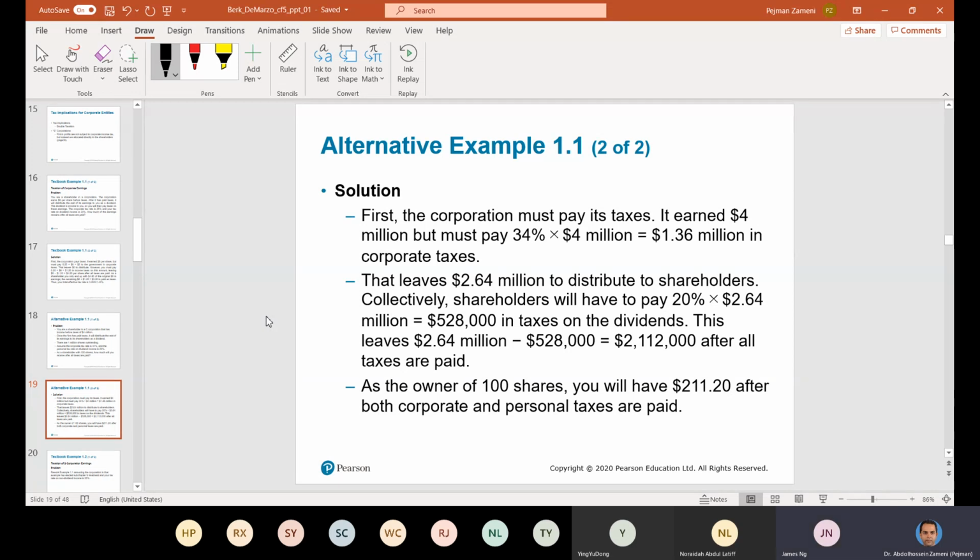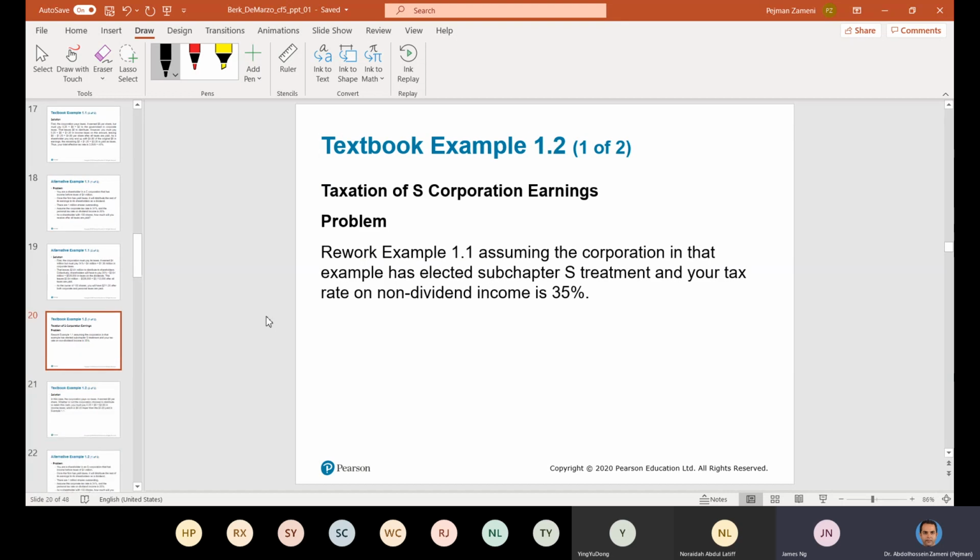Let's move to the next part. Okay, taxation of S corporation earnings. The previous one, if you remember, under the corporation, we have C and S. C corporation is double taxation. That company gonna pay, and whatever remains would then be taxed at the personal level tax rate. Now we're gonna see the S corporation. Do you remember what's the difference between S corporation and C corporation?